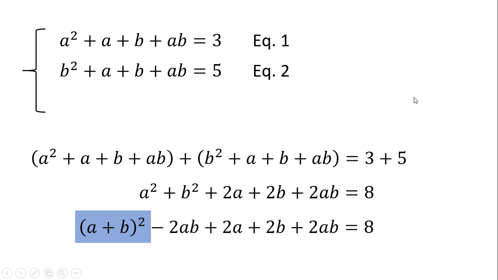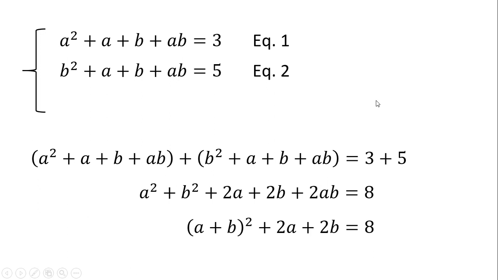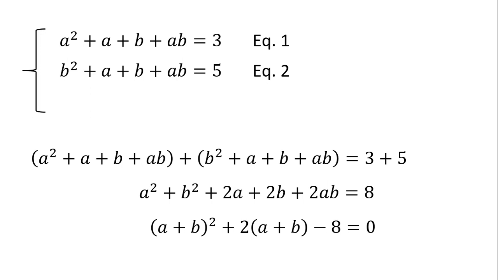Now take note that we have here negative 2ab and positive 2ab, so we can just cancel these two, and arrive at the equation (a plus b) squared plus 2a plus 2b equals 8. Also, 2a plus 2b can be written as 2 times (a plus b). Now, let's subtract 8 from both sides to get the equation (a plus b) squared plus 2 times (a plus b) minus 8 equals 0.